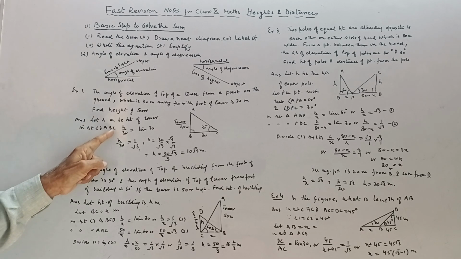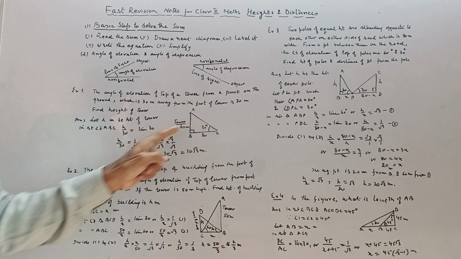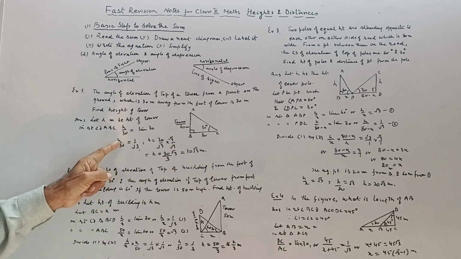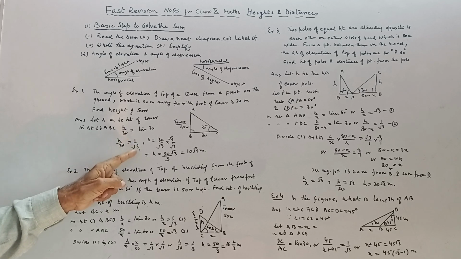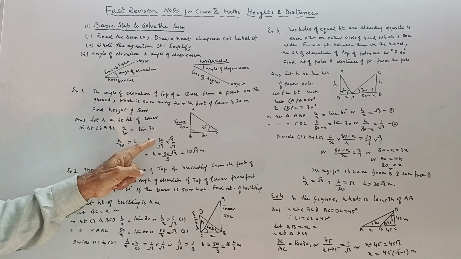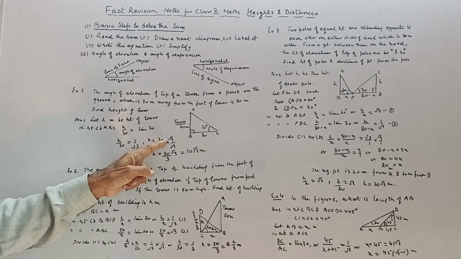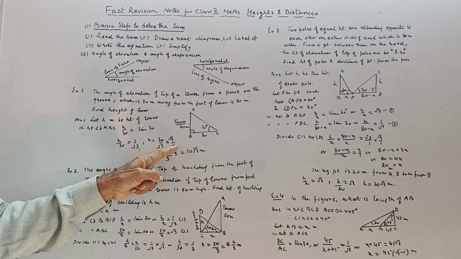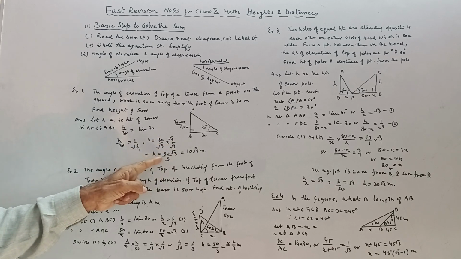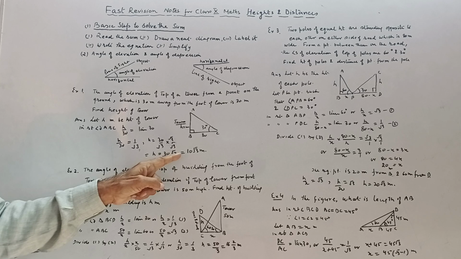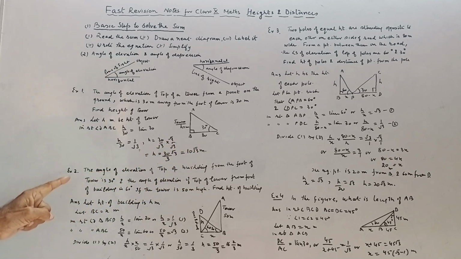In right angle triangle ABC, h by 30 is equal to tangent 30. H by 30 is equal to 1 by root 3. H is equal to 30 by root 3. Rationalize by multiplying numerator and denominator by root 3. H is equal to 30 root 3 by 3, equal to 10 root 3 meters.